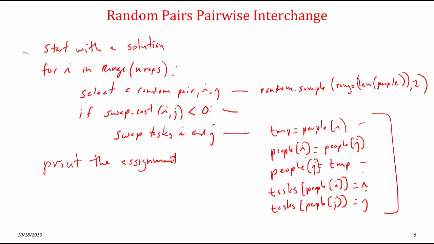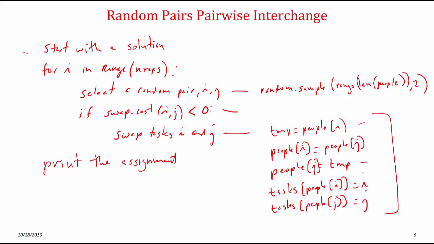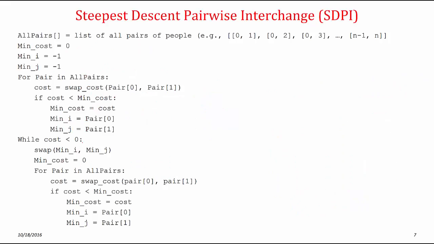For the second heuristic, I won't make you look at my handwriting for this one. And this one's called Steepest Descent Pairwise Interchange. And the reason it's called Steepest Descent is what it tries to do is figure out what's the best swap and then do that one. So in the random pairs pairwise interchange, basically what we did is we checked a swap, and if it was attractive, we just immediately made it. Right? That's what's happening right here. This time what we're going to do is go through all of the task pairs and then find the best swap that exists among all pairs.